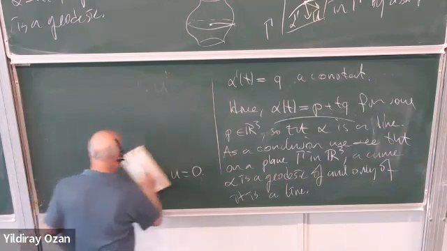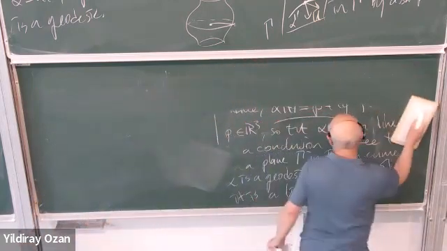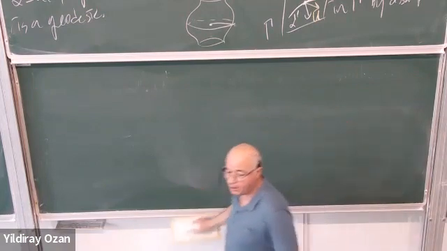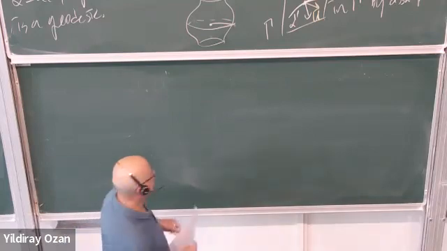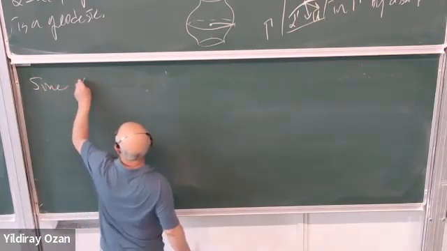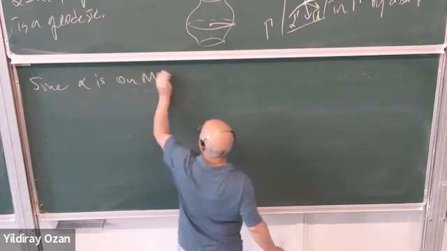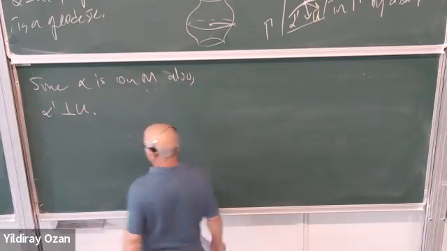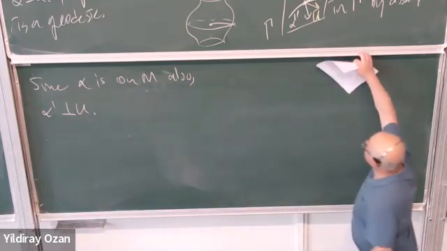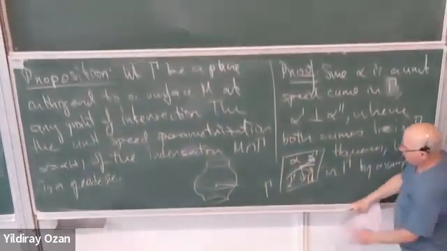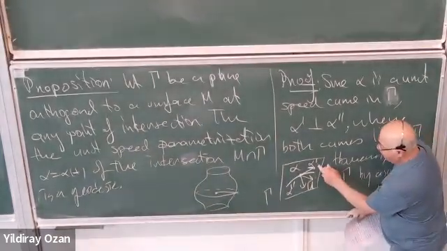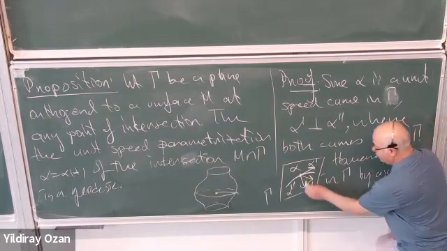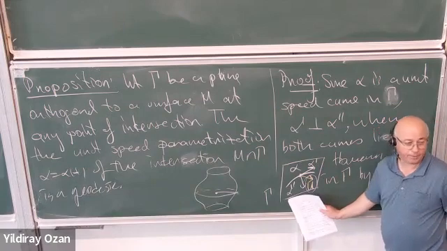But we know that alpha is a curve also on the surface. Therefore, the derivative of alpha is also perpendicular to U. Since alpha is on M also, alpha prime is perpendicular to U. So this picture is not quite correct, okay? U and alpha prime must be perpendicular to each other. Well, this is possible only if U is parallel to alpha prime, right?